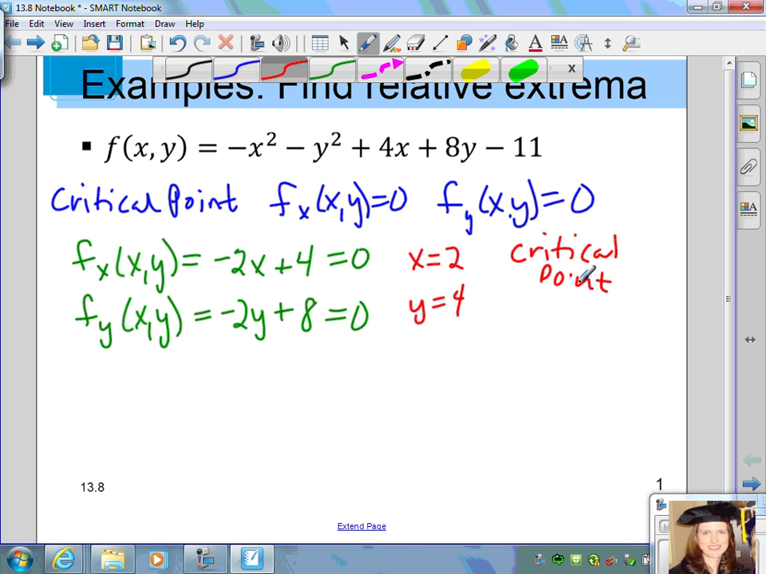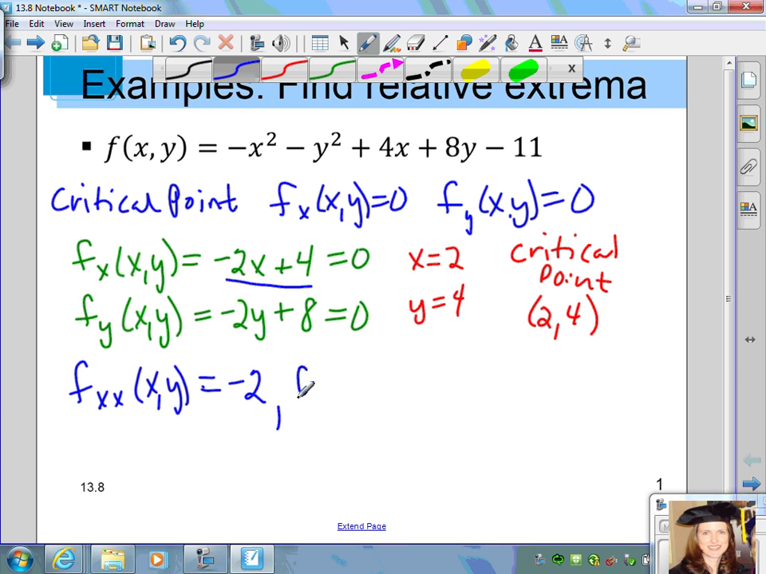So this has a critical point at (2, 4). To use the second partials test, we need those higher order partial derivatives. The partial derivative with respect to x and x again, like your second derivative, we take the result of the first derivative and take the derivative of that with respect to x, and that is negative 2. We're going to take the partial derivative with respect to y and y again. That's your second partial with respect to y. Take the derivative of this with respect to y again, and you find that that is negative 2.